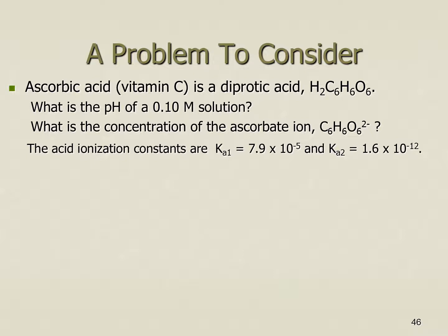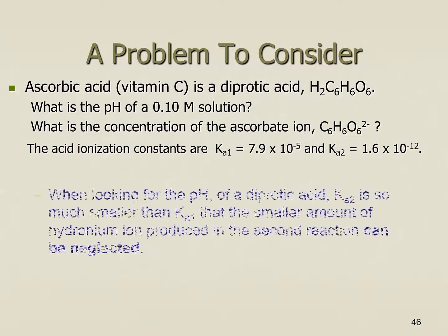We're given the acid constants, Ka1, 7.9 times 10 to the minus fifth, and Ka2, 1.6 times 10 to the minus 12th. All right, so what we want to do first is figure out the original first step.